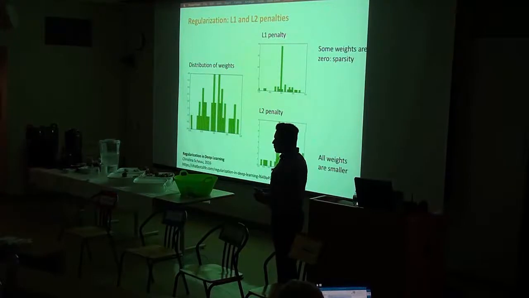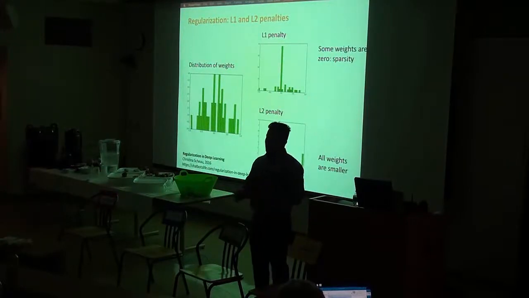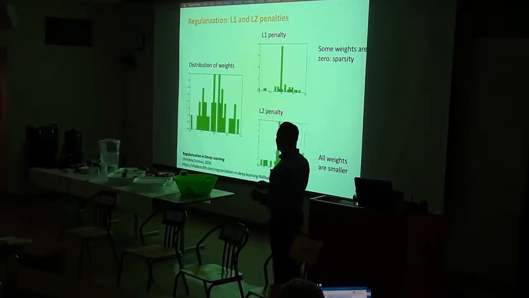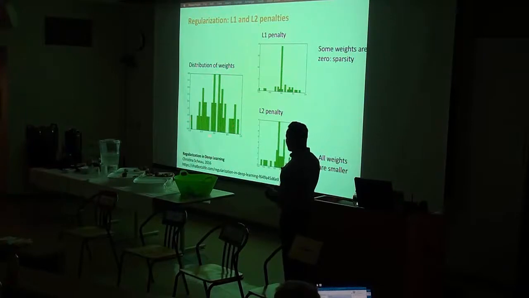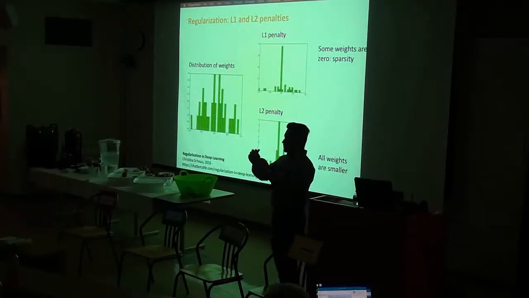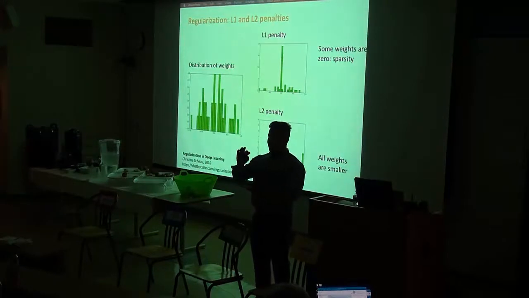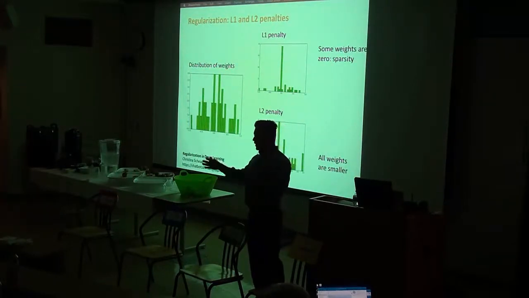Usually there are two ways of going about it. There are many ways, but these are the most common. You have weights in your network that look like this. With the L1 penalty, most of the weights become 0, and you have a sparsity constraint. With the L2 penalty, which is the square error, the general scale or amplitude of your weights is going to be smaller across all the weights.